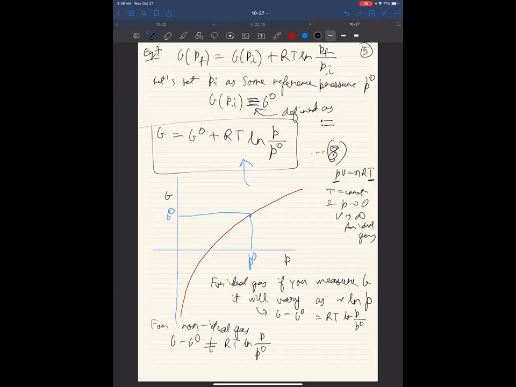So what people did here, and it's going to sound kind of cheating to you, but this is what they said. They said, well, it is not equal to RT ln P by P naught, but it must be equal to some RT ln F by P naught. And I have no clue what this F is, but it has to be equal to something, right? If you measure G minus G naught and you put into this equation, you will get some value of F. This F is known as fugacity.